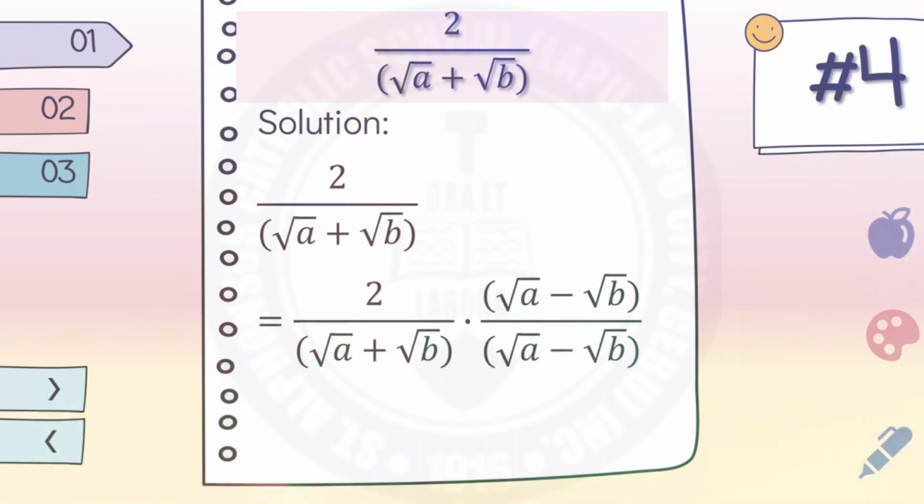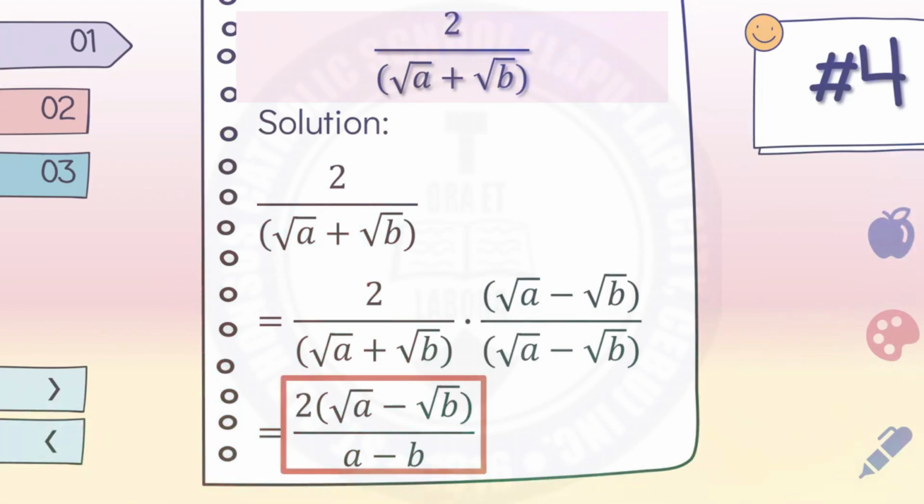The square of the first term, or the square of square root of A, is A. And the square of square root of B is B. So you will have here A minus B for the denominator. With that, our final answer will be 2 quantity square root of A minus square root of B over A minus B.